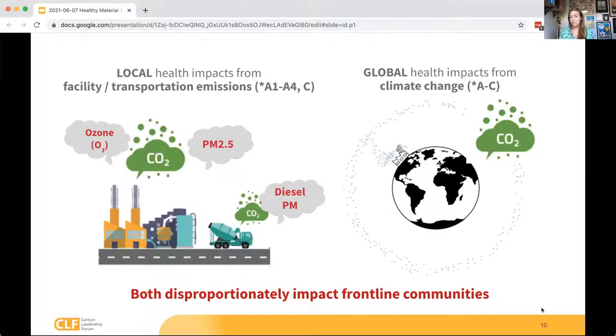And I really want to emphasize both of these disproportionately impact frontline communities. So whether we're talking about the local health impacts or we're talking about global health impacts from climate change, these both are disproportionately impacting a number of sensitive communities, which I'll actually talk a little bit more about in a minute.